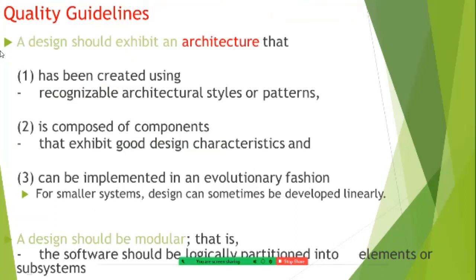These are the quality guidelines. A design should exhibit an architecture that has been created using a recognizable architectural style or patterns, is composed of components that exhibit good design characteristics, and can be implemented in an evolutionary fashion. For smaller systems, design can sometimes be developed linearly. Design should be modular, that is, the software should be logically partitioned into elements or subsystems.